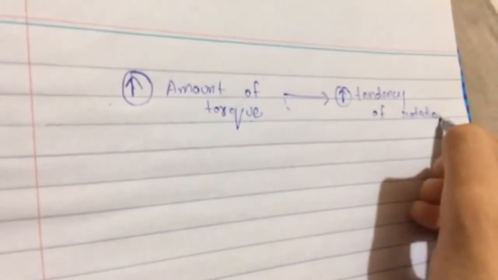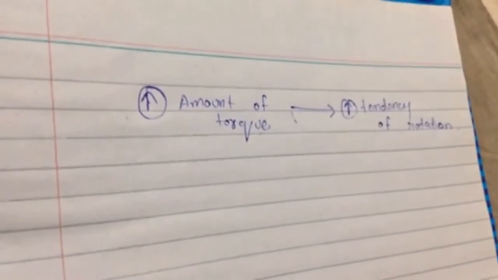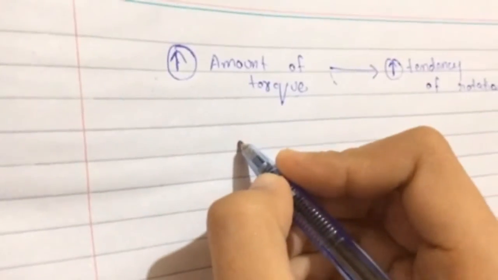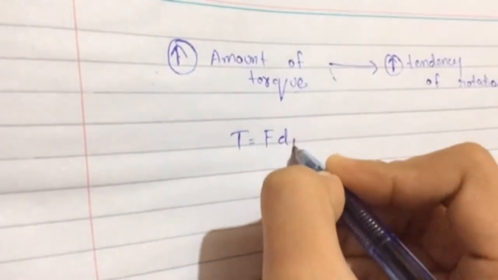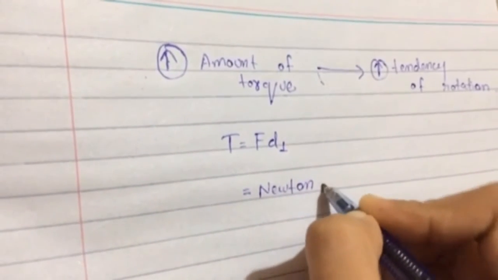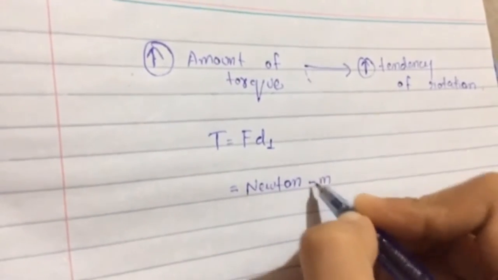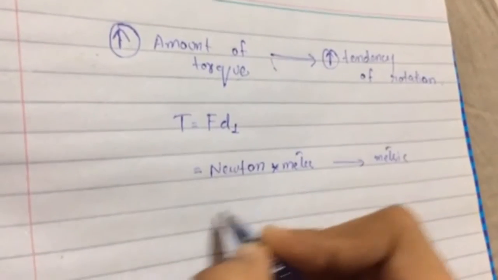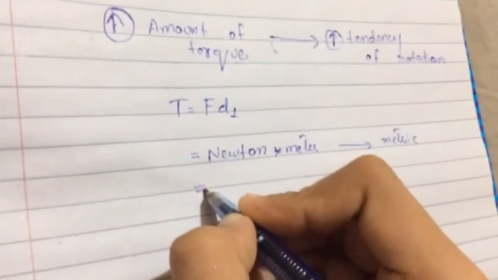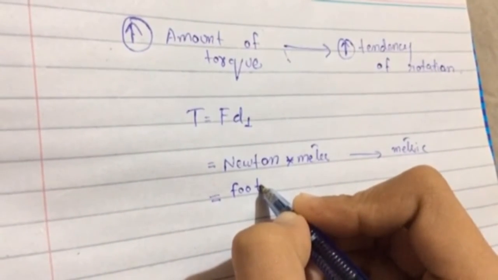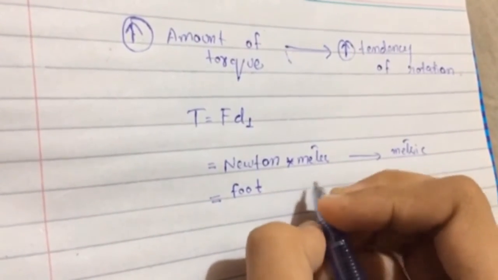Now we are going to discuss the units of torque, for both metric and English. For metric we use the same formula, T equals F into D, so the unit is Newton into meter. And for the English system, it is foot into pounds. Foot into pounds.